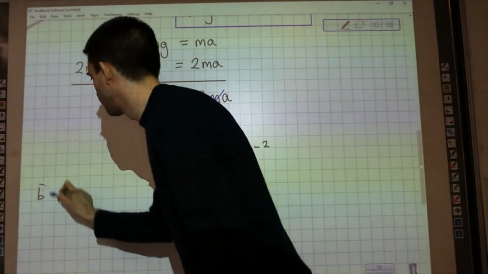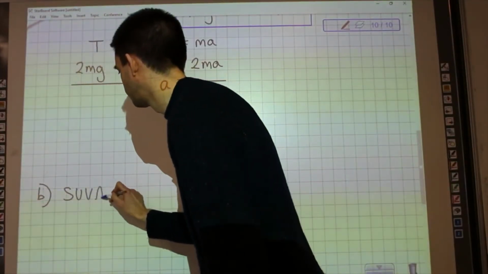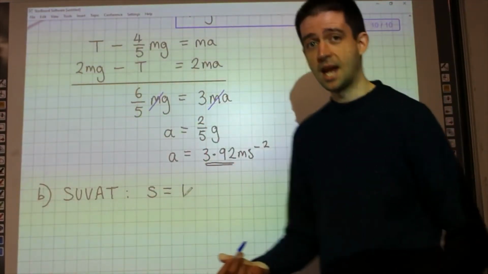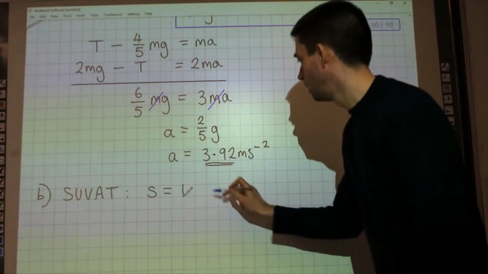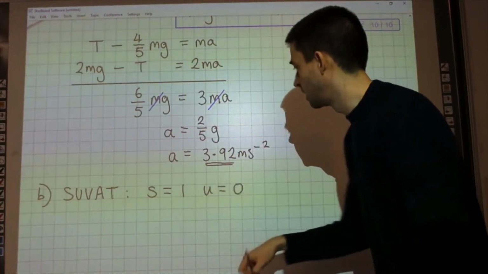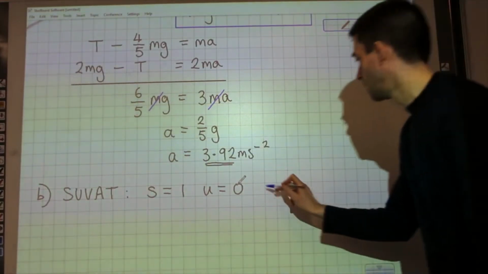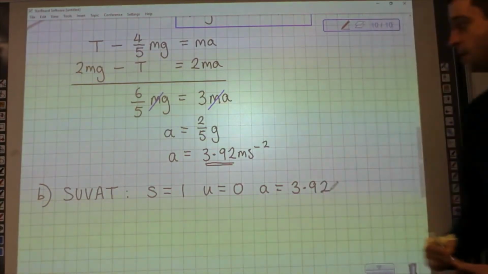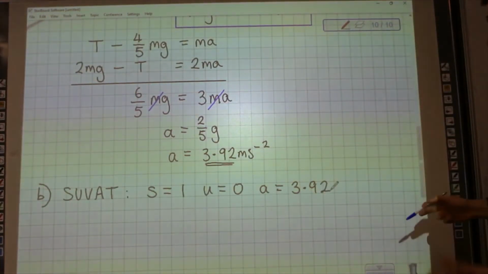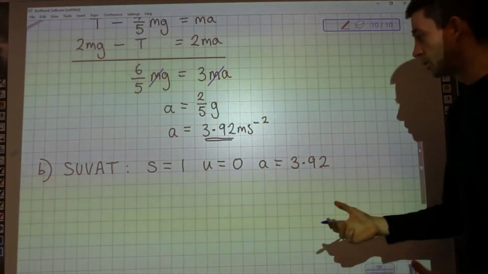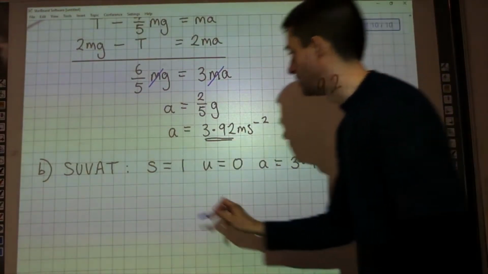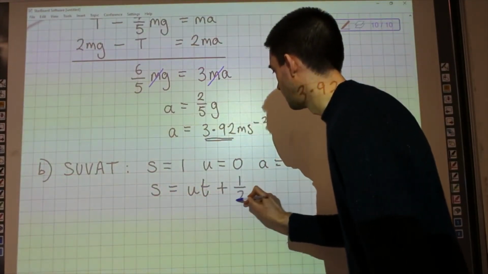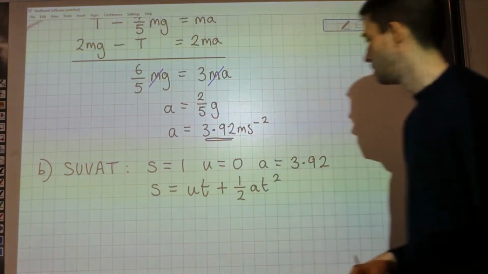So part B, we're going to use SUVAT. We know that S is 1 because that's the distance that B has to travel before it hits the ground. We know that U is 0 because the system initially started at rest. We've now calculated that A, the acceleration, is 3.92. And we want to know the time taken. So we need our SUVAT equation that's got S, U, A and T in it.